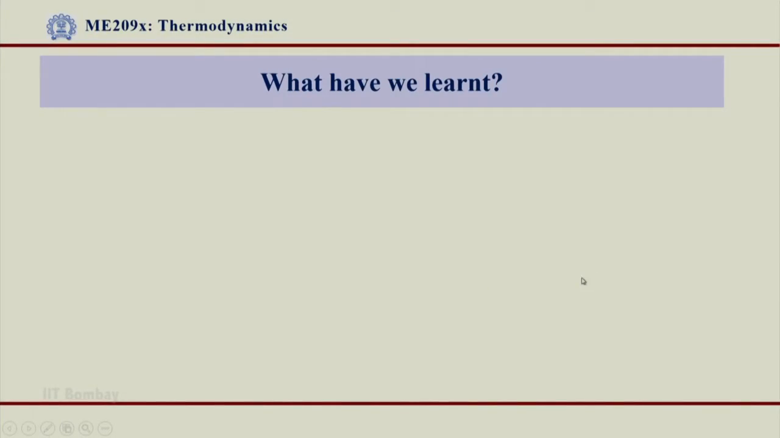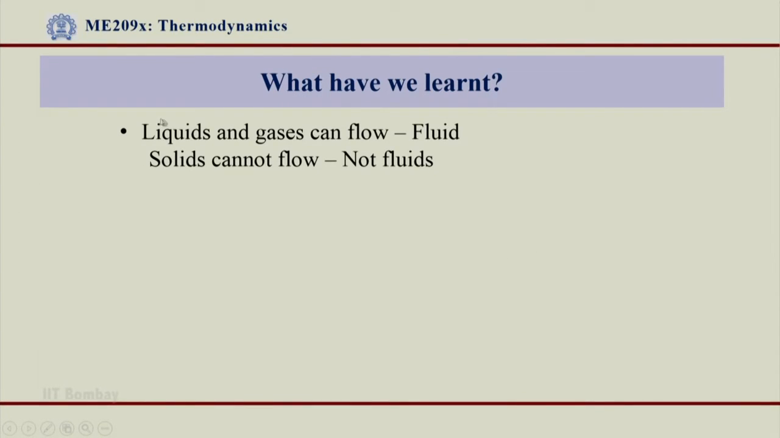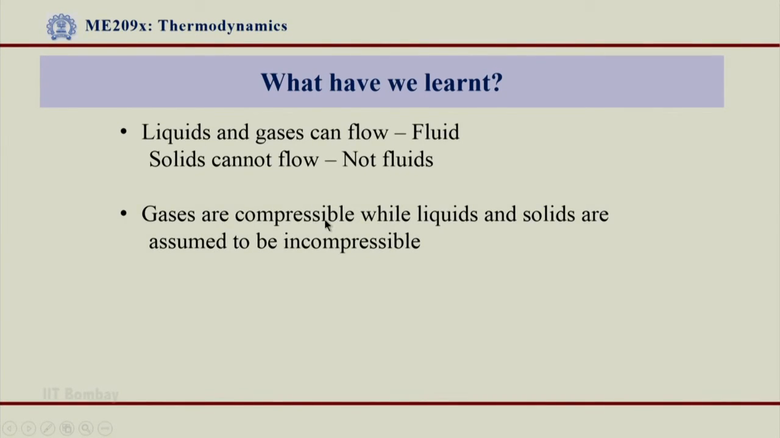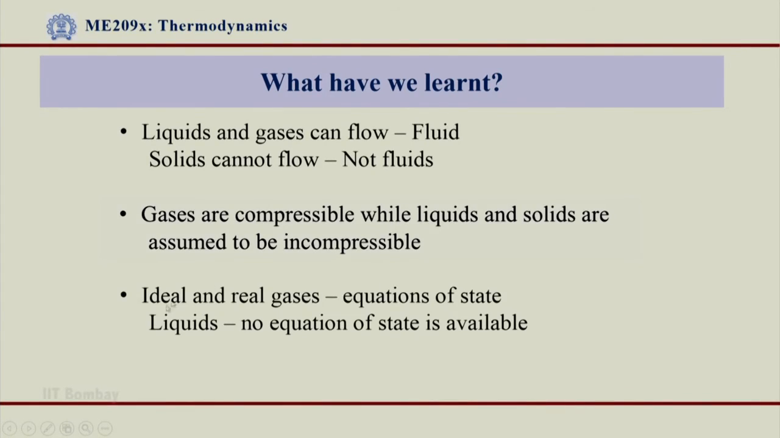So, what have we learned in this introductory talk? We have understood that liquids and gases can flow, and that is why they are called fluids, while solids cannot flow, and therefore they do not qualify to be called fluids. Gases are compressible, while liquids and solids are assumed to be incompressible. We have also seen the difference between ideal and real gases and liquids. For ideal and real gases, we have equations of state, while for liquids we do not have equations of state available. We also saw different engineering applications of fluids.